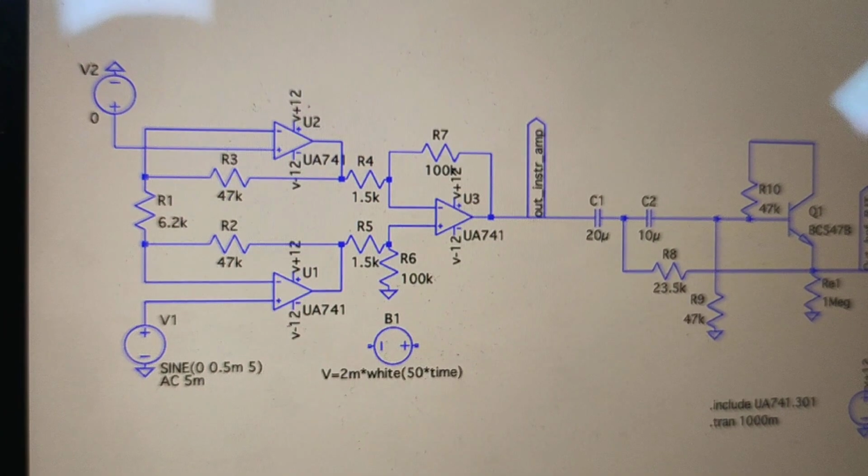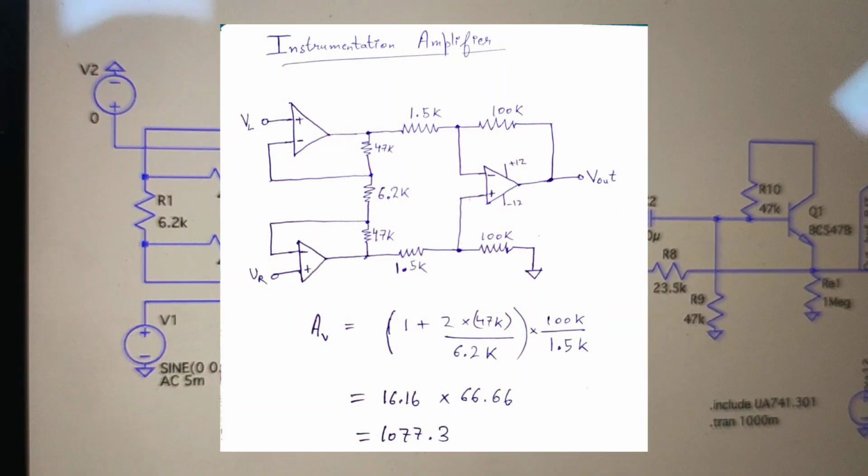The first stage of our circuit is the instrumentation amplifier as shown here. We are using three US741 op-amps configured in a classic instrumentation amplifier topology. The advantage of this configuration is that we can achieve high gain with excellent common mode rejection, which is crucial for eliminating noise that appears on both input electrodes. This stage amplifies the differential signal between the two electrodes while rejecting common mode noise.